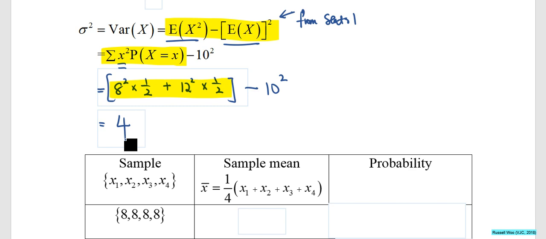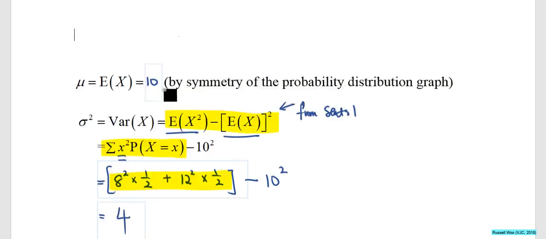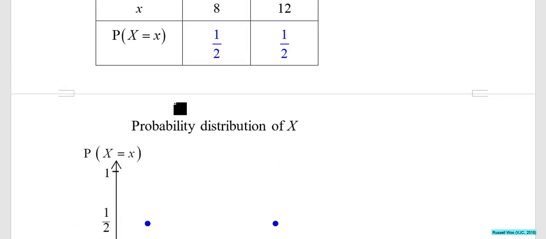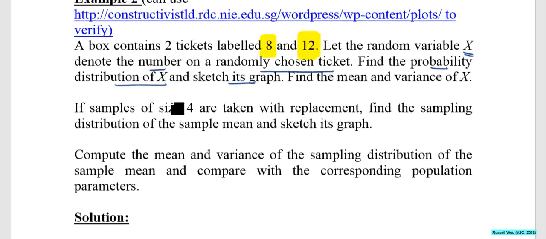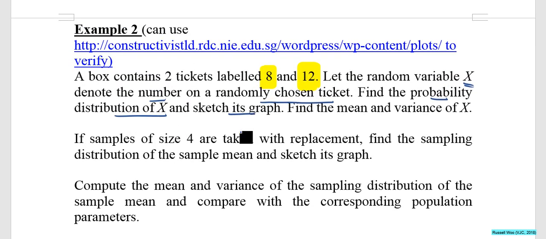Now, I'm not asking for the distribution of X. X distribution is just this. Now let's take a look at the question again. Samples of size 4 are taken with replacement. Find the sampling distribution of the sample mean and sketch this graph. Sounds difficult. But let us begin with the end in mind. I take 4 values at random. First time it could be 8 or 12, second time could be 8 or 12, third time, fourth time, the same. I find this mean. What is the distribution?